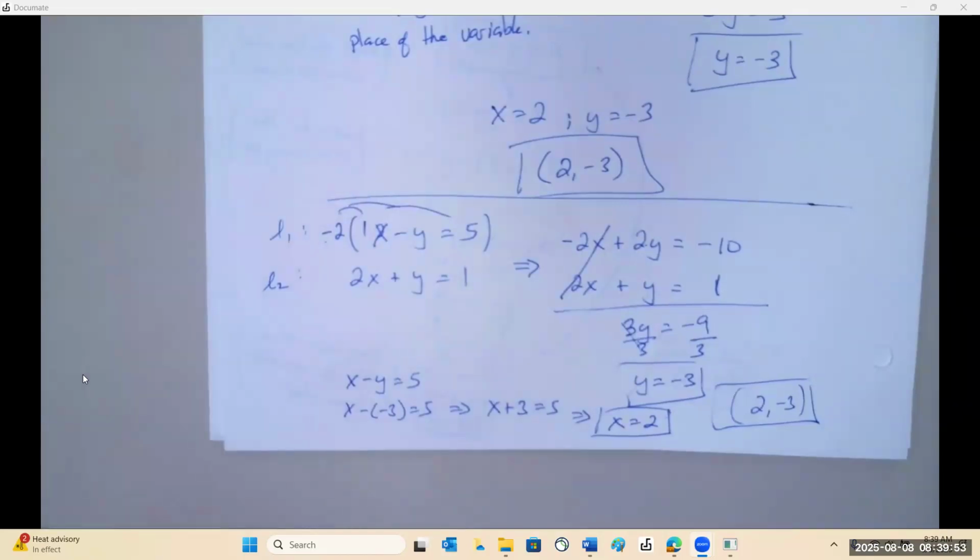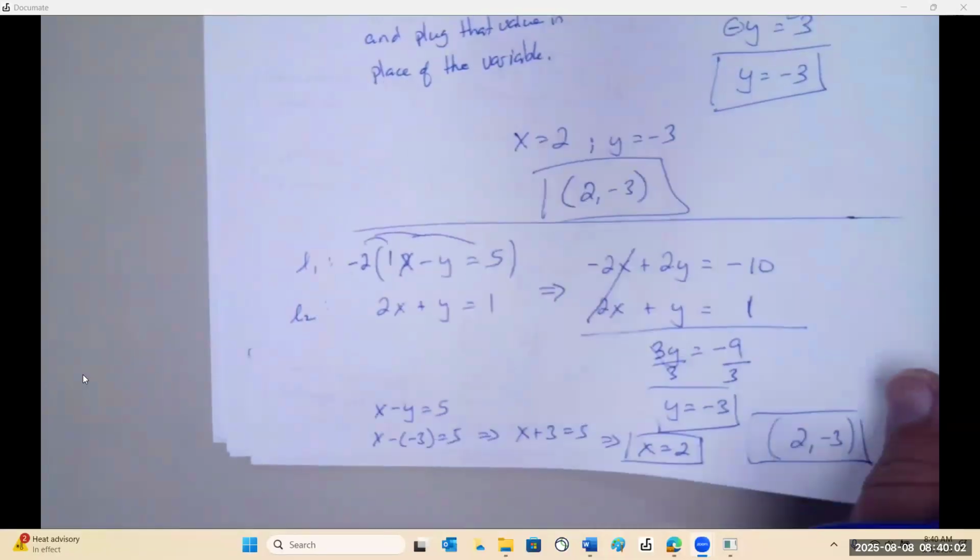Those are the steps. So let's look at a couple more examples of these things, and then we'll do some word problems. We won't do graphing because graphing is only as accurate as your picture. But we'll look at the other methods.